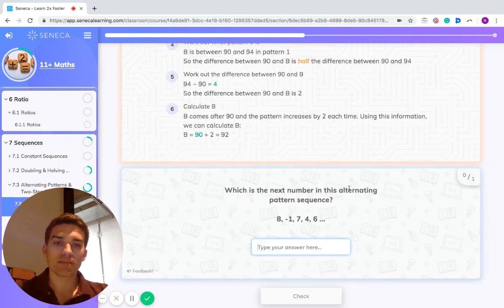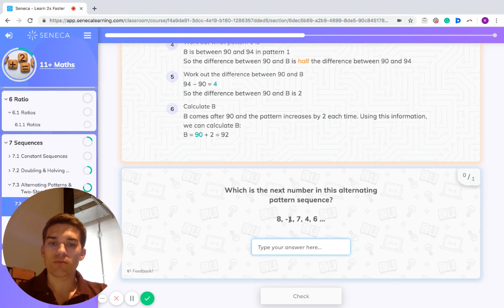So which is the next number in this alternating pattern sequence? So if we alternate pattern, we know we're looking at every other number in the sequence. So 8 goes to 7, goes to 6. So those numbers are subtracting by 1 each time.